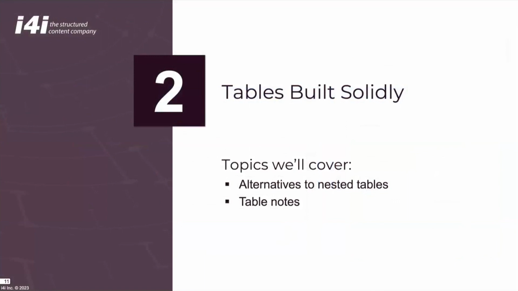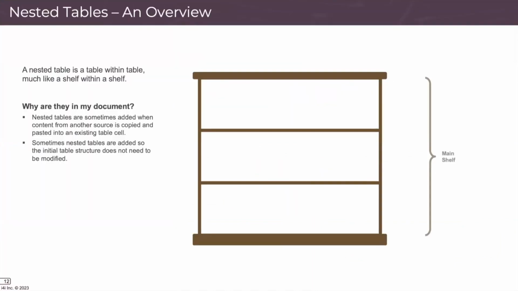So tables are something that all product monographs contain, but there are a few aspects to them that should be considered in order to smoothly transition into XML PMs when they become mandatory. So that's your nested tables and table notes. We'll start by looking at nested tables.